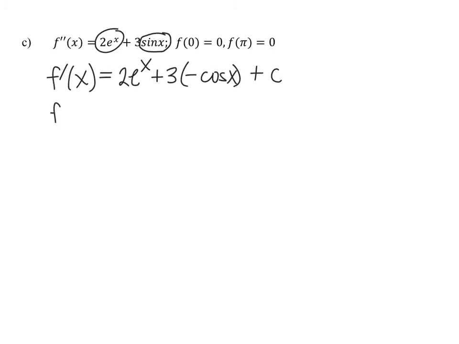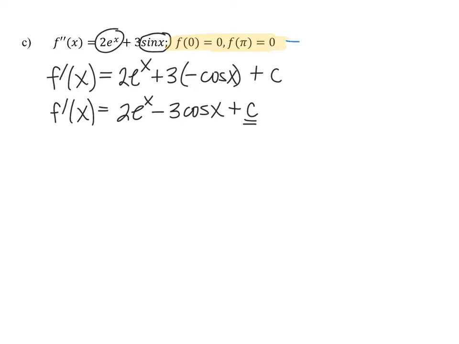So right now, my first derivative, f prime, is equal to 2e to the x power minus 3 cosine x plus c. Now on the previous two examples, we were able to use a condition that was given to solve for c. But notice, look at the two conditions we were given in this example. We have f of 0 equals 0 and f of pi equals 0. So in terms of coordinates, these are both coordinates on the original curve. They're not coordinates on the derivative.